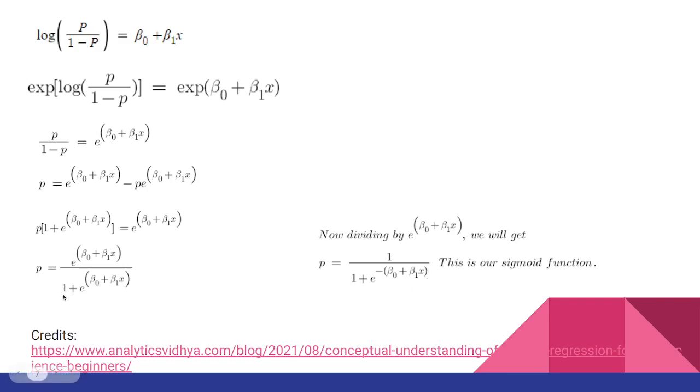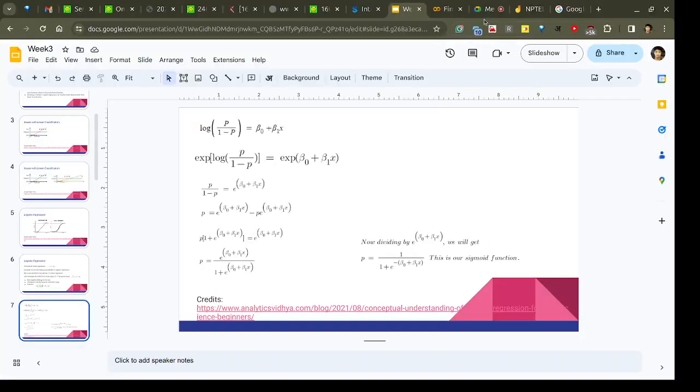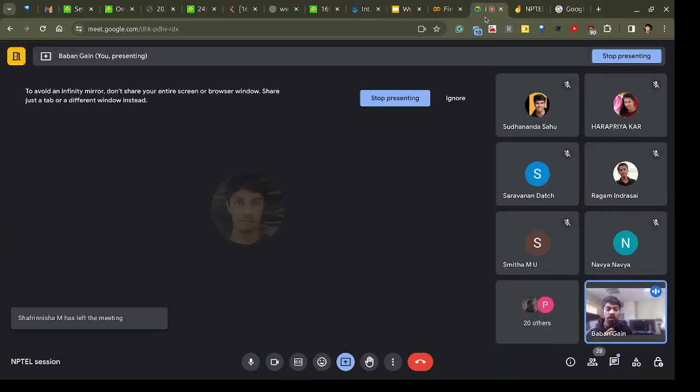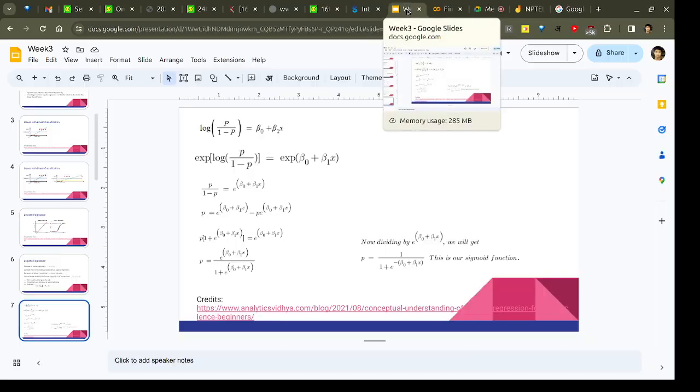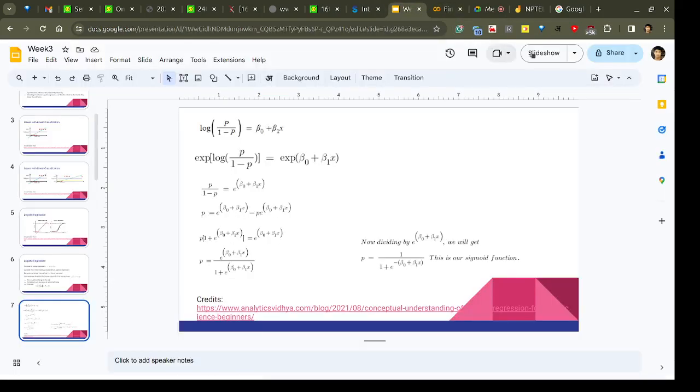So 1 by something is like a minus will come in front, right? So this is the very simplified function. To find the p, if we use this formula, 1 divided by 1 plus e to the power minus (beta 0 plus beta 1x), then we can find the probability instead of the log value. Even though we are dealing with the log, if we transform the equation, then we can find it this way. Okay, so if you have any confusion till this part, please let me know.